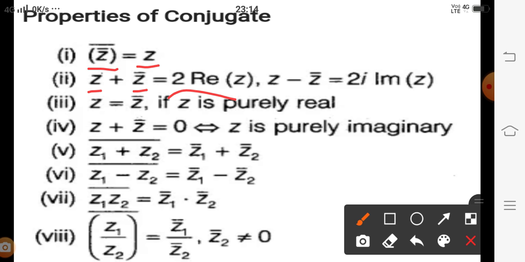Similarly we have many more properties here. If you are observing, all these you are getting in the NCERT book also. Then go through these properties. You may take any values of z, you may take any example, then easily you are able to prove these properties. You will get the proof of these.